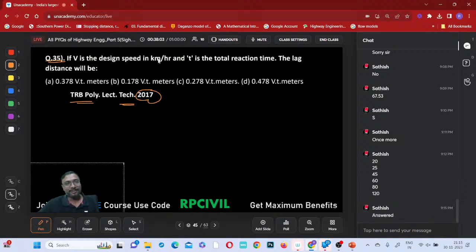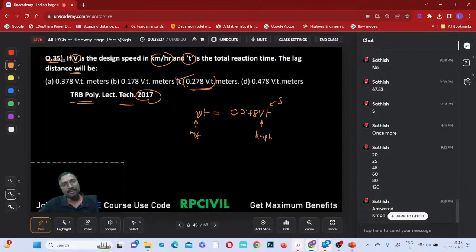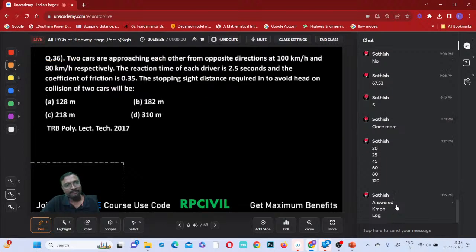So capital V is the design speed in kilometers per hour. T is the total reaction time in seconds. Lag distance will be 0.278 into VT, that is, small v into T, or 0.278 into capital V into T. Whenever small v is substituted, that is in meter per second. Whenever capital V is substituted, that is in kilometers per hour. The time will be in seconds. Which distance is it? It is absolutely your lag distance. Shall I move to the next question?